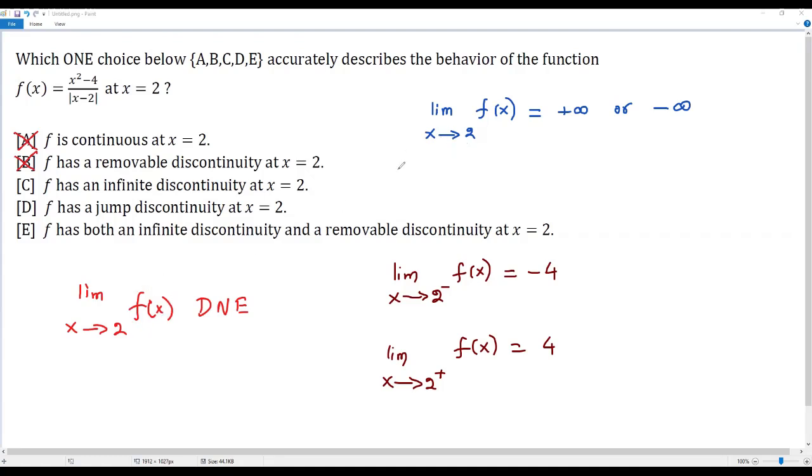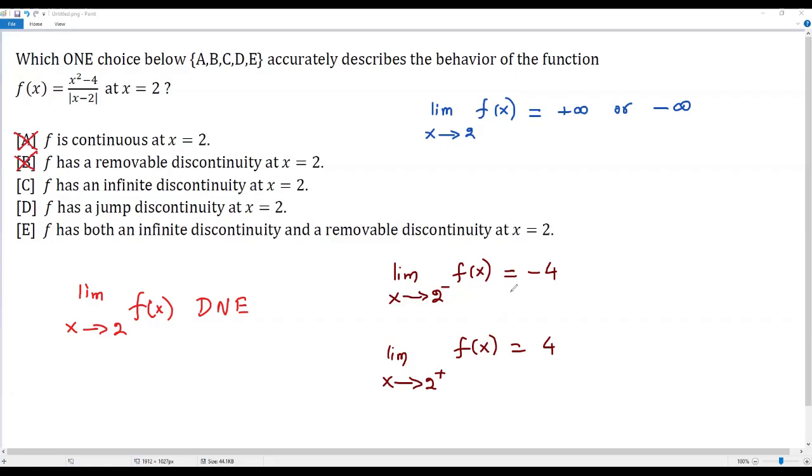So according to the condition for infinite discontinuity at a particular value of x, when you take the ordinary limit as x tends to 2, the value of the function has to approach positive infinity or negative infinity. But when x approaches 2, the value of the function f of x does not exist. The reason is the left side limit and right side limit are not equal.